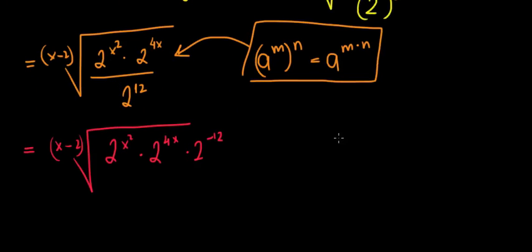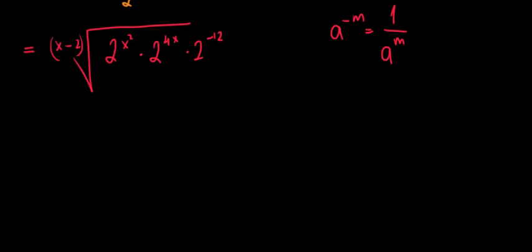And now again, remember, why do we write 2 to the power minus 12? Well, because that's the rule we used in the previous question. A to the power minus m, that's just 1 over a to the power of m. So in this case we have 1 divided by 2 to the power 12, which we can write as 2 to the power minus 12. So now we have what we want. We have a multiplication with the same base, so it looks pretty good. What we can do now, we can add all the powers. So we can add all these powers, x squared, 4x, and minus 12.